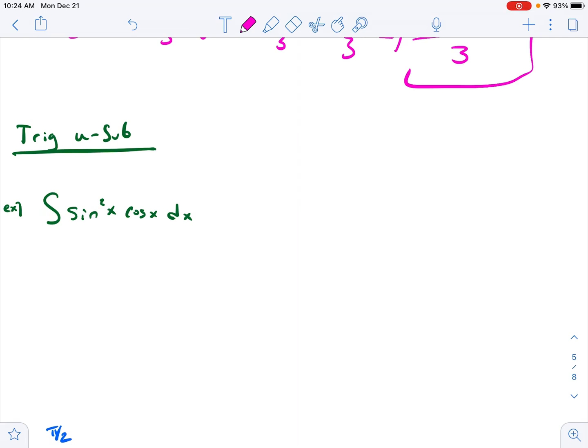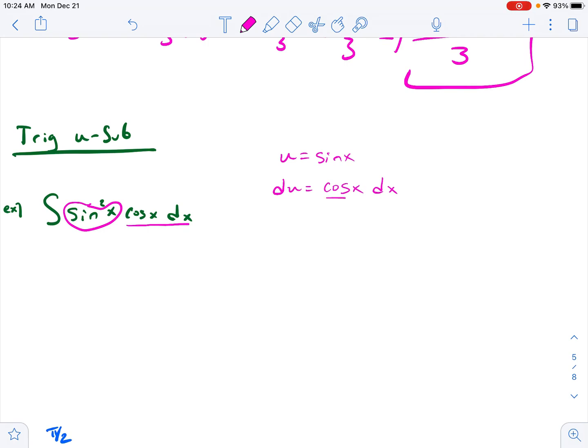So for the first one, we have the integral of sine squared x times cosine of x dx, okay? And again, if you're thinking along the same lines for now, let's try letting u be the trig function with the higher power. If we let u equal sine of x, what's the derivative? Well, that's going to be cosine of x times dx. And that I can pick up. It looks like we chose u correctly, okay?